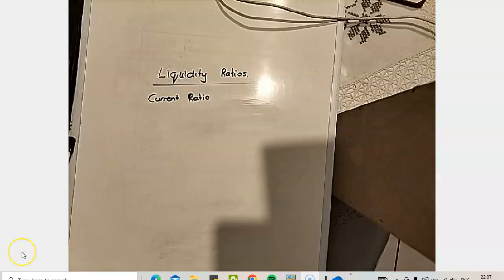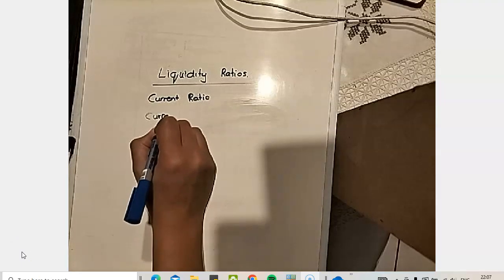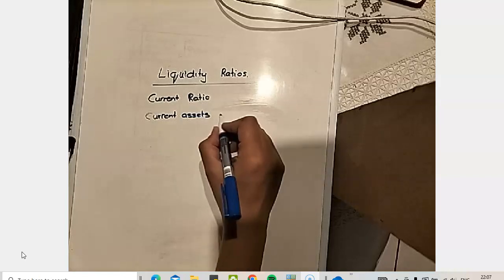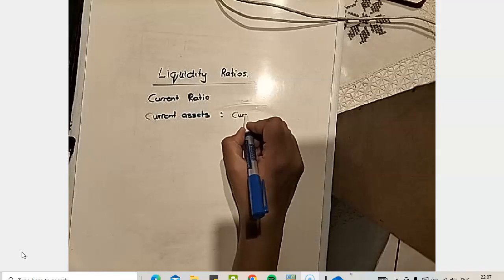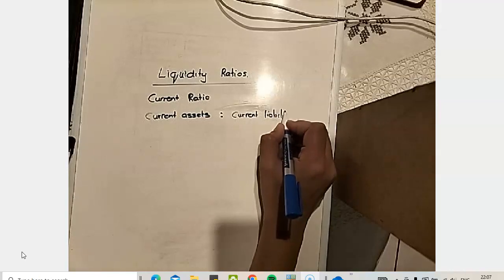Okay, so if we look at the current ratio, it will be your current assets to your current liabilities.